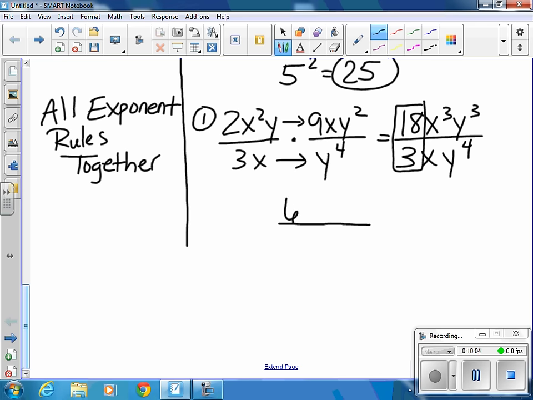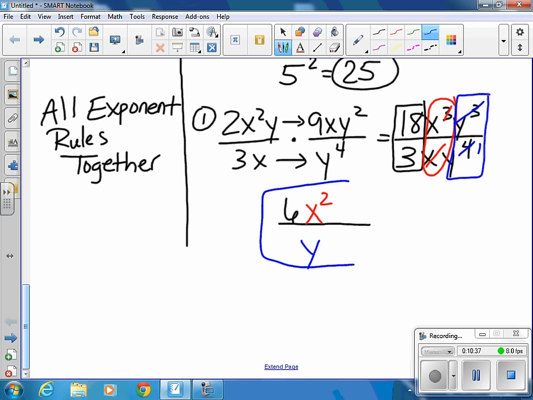Then go to your x's. You've got 3 of them on top and 1 of them on the bottom, right? So if you do 3 minus 1, you get 2. Or if you think about it this way, you steal the 1 off the bottom from the top, and that reduces the top by 1. So now you've got x squared at the top, right? Then go to your y's. You've got 3 y's on top and 4 y's on the bottom. So because the majority are on the bottom, the extras are going to stay on the bottom. And if you steal the 3 from the top and take away from the 4, you're left with 1. So there's y to the first power.